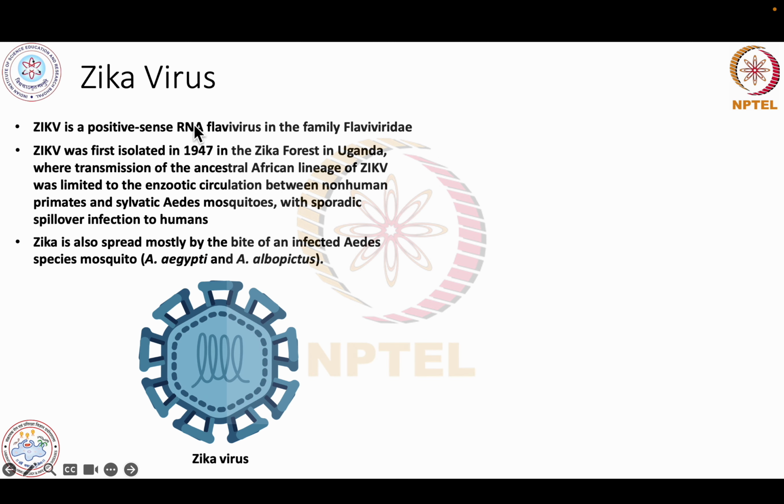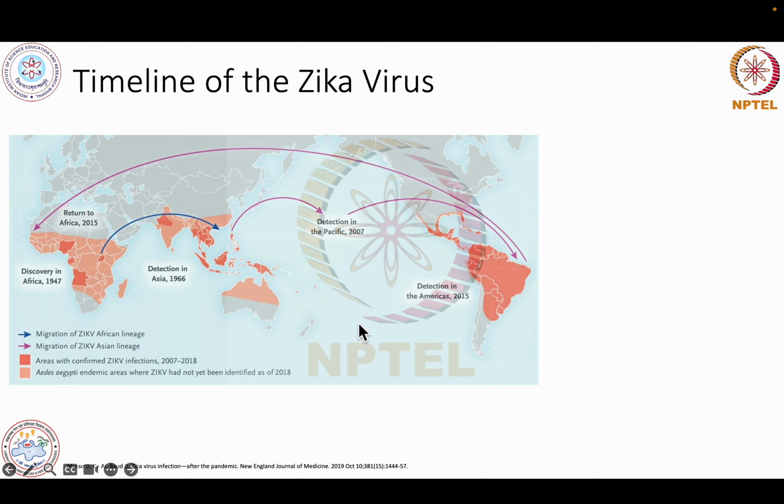Arbovirus infection: Zika virus infection. Zika virus is a positive-strand RNA flavivirus in the family Flaviviridae. Zika was first isolated in 1947 in the Zika forest in Uganda, where transmission of the ancestral African lineage of Zika virus was limited to the enzootic transmission cycle between non-human primates and sylvatic Aedes mosquitoes with sporadic spillover. Zika is also spread mostly by the bite of an infected Aedes mosquito.